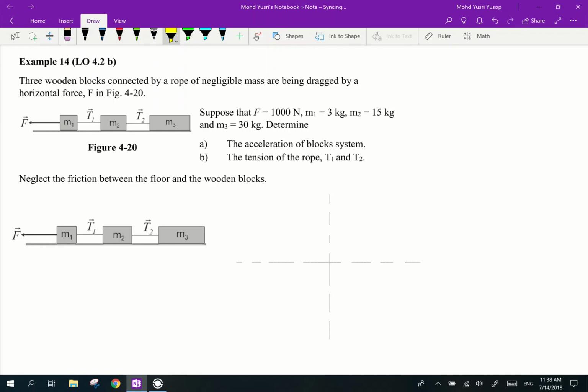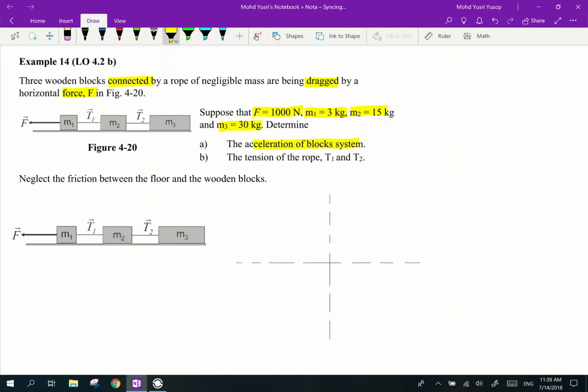Soalan 14. Three wooden blocks connected by a rope of negligible mass are being dragged by a horizontal force F. So ini menunjukkan ada external force. Suppose that the external force is 1000 Newton, M1 is still 3 kg, M2 is 15 kg, and M3 is 30 kg. Determine the acceleration of the block system.